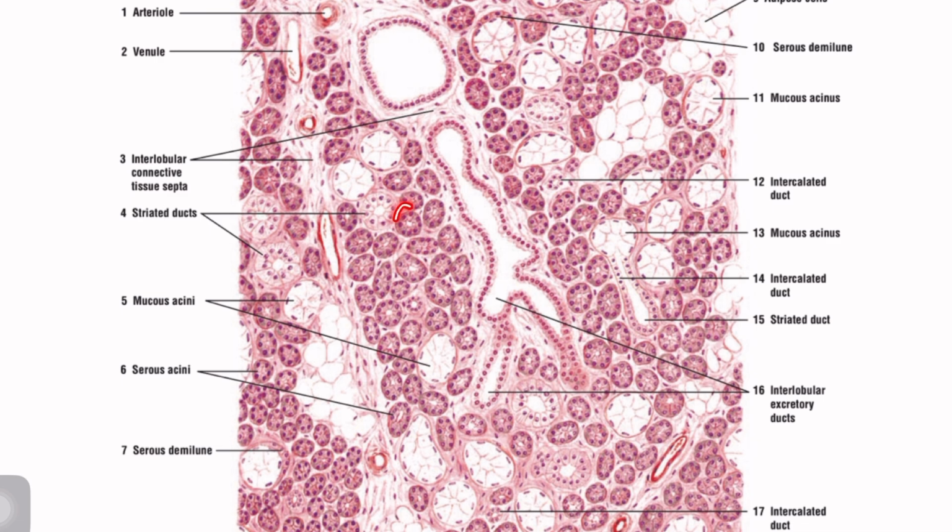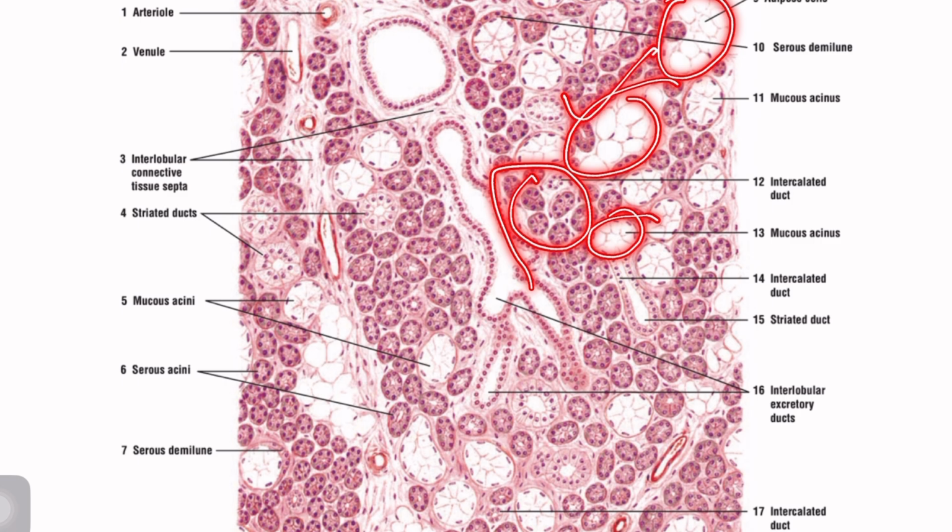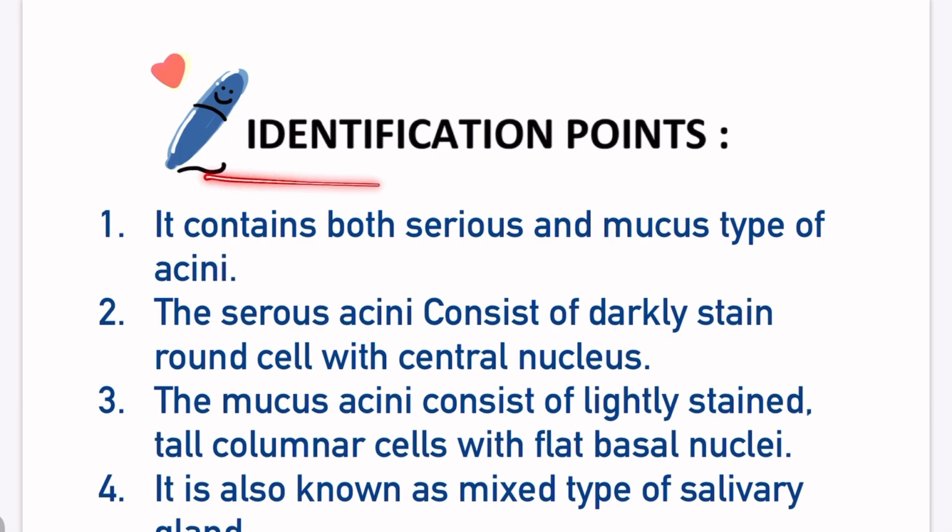In this histology diagram, you can appreciate the serous acini with the round cells and round nuclei placed in the center, some mucous acini with tall columnar cells and flat basal nuclei, some ducts, and also the adipose cells in the connective tissue, arteriole, venule, and you can see that there is almost equal amount of the mucous as well as serous acini. So let's sum it up with some identification points.